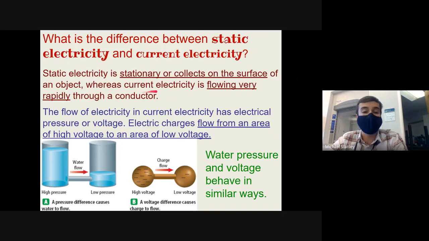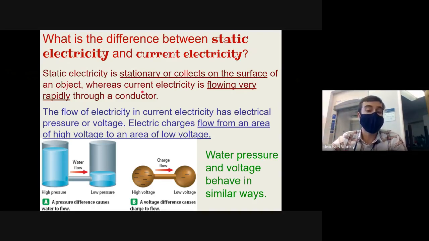So with AC and DC current, we have electric charges that are moving very quickly through some sort of conductor. At the end of the day on Tuesday, we talked about conductors. They're things like metals, and they're very, very good at moving electrons and electricity from place to place.